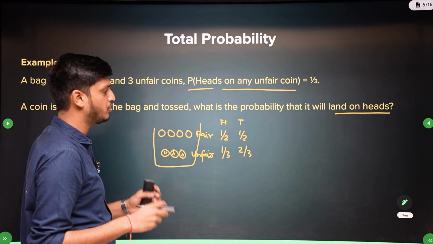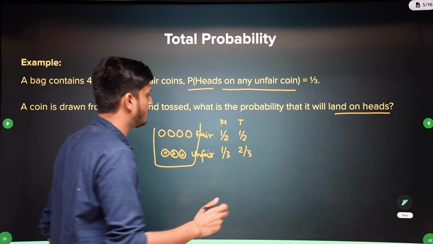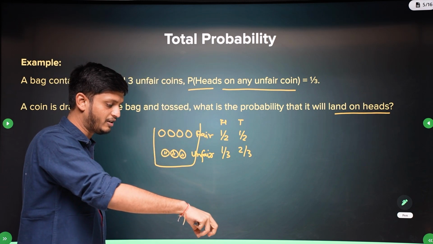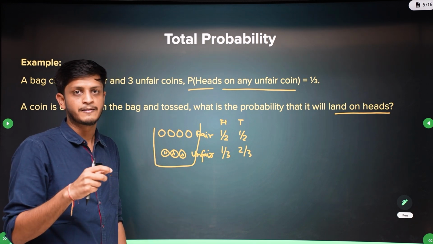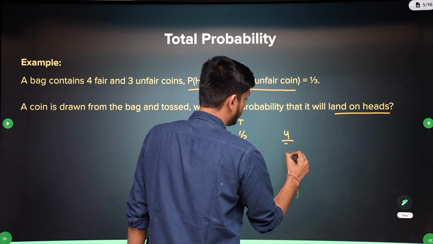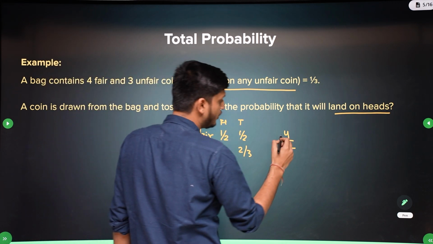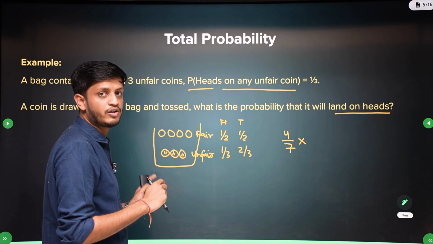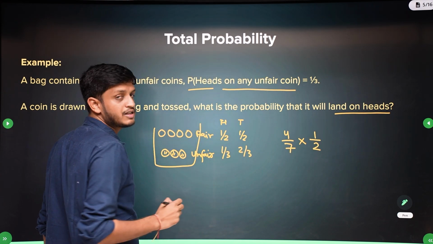Okay, so again, you don't need to draw the diagram every time. You either get a fair coin or an unfair coin. When you're taking a coin out, you can get a fair or unfair coin, you don't know, you're choosing randomly. So the probability of getting a fair coin is 4 by 7. There are a total of 7 coins, 4 of them are fair. If you get a fair coin, the probability of heads given that you chose a fair coin is 1 by 2.